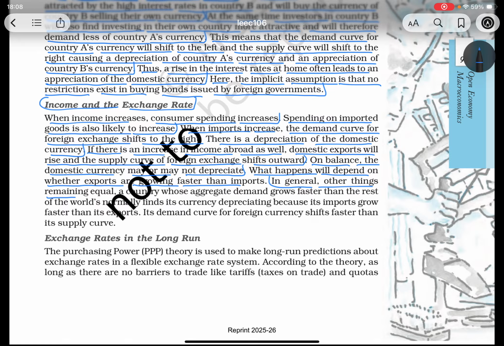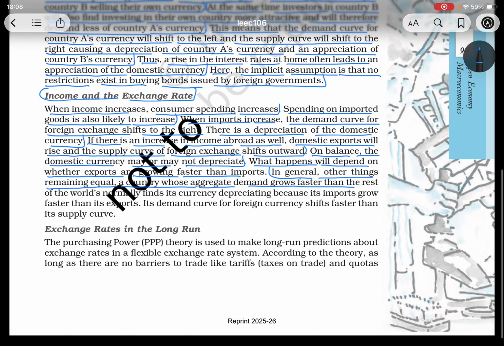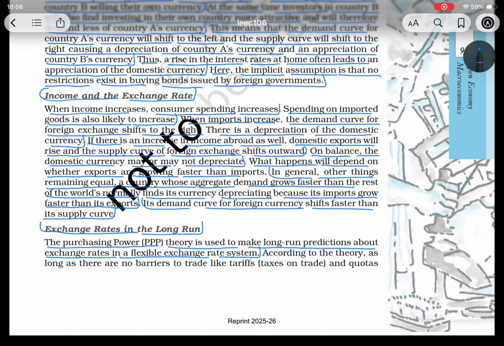In general, other things remaining equal, a country whose aggregate demand grows faster than the rest of the world normally finds its currency depreciating because its imports grow faster than its exports. Its demand curve for foreign currency shifts faster than its supply curve. Exchange rates in the long run. The purchasing power parity (PPP) theory is used to make long-run predictions about exchange rates in a flexible exchange rate system. According to the theory, as long as there are no barriers to trade like tariffs, checks on trade, and quotas.